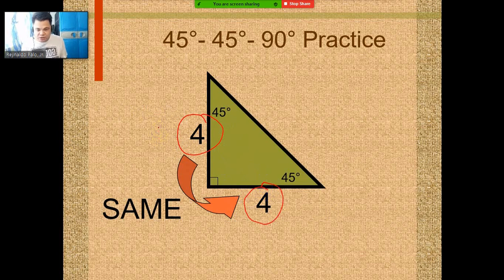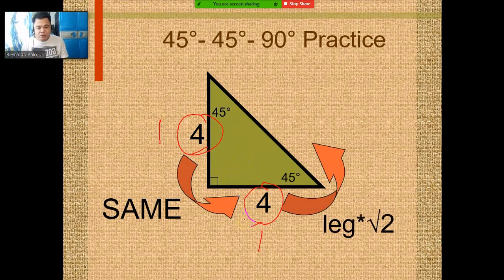Okay, so in the computation, if this is 1, this is also 1. So therefore, if this is 4, this is also 4. Now, how are we going to compute for the hypotenuse? Class, you don't need to use the Pythagorean Theorem. So just simply multiply to the pattern a while back, okay? Multiply the given leg by square root of 2.